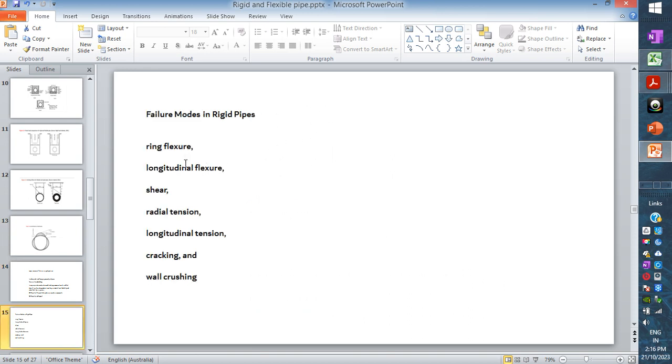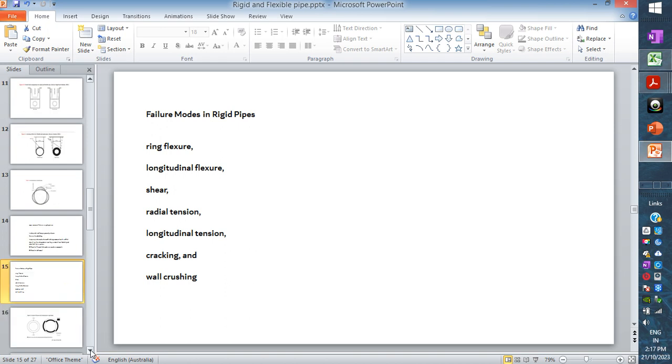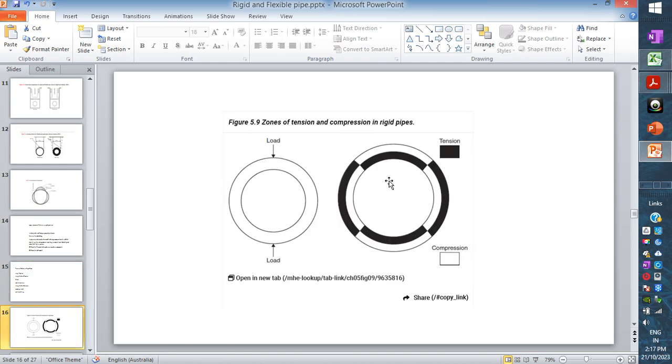Flexible pipe failures are ring failure, longitudinal fracture, shear, radial tension, cracking, and wall crushing. You can read by yourself. So that's here in a rigid pipe. As the load transfers, it transfers within the pipe. So when the load comes in, a compression zone is created here, with an opposite tension zone inside; on the same side, the compression zone is inside and the tension zone is outside.